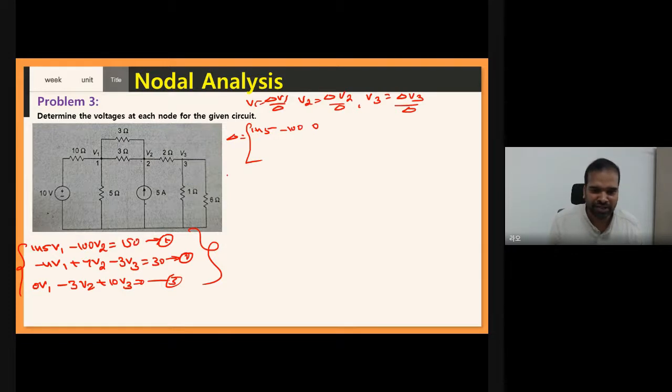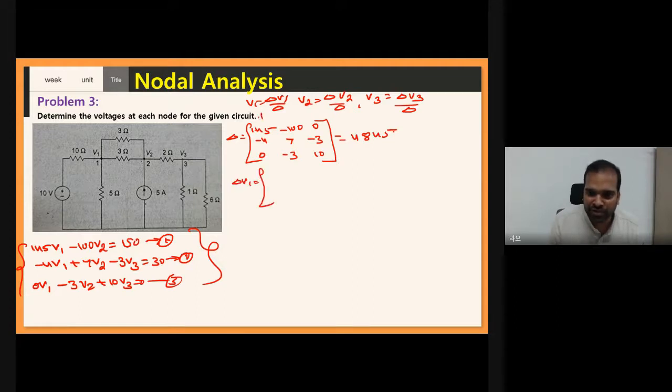Now from equation 2, what is the V1 coefficient? Minus 4, and the V2 coefficient 7, and the V3 coefficient minus 3. And from equation 3, the V1 coefficient is 0, V2 coefficient minus 3, and V3 coefficient is 10. Now if you find the determinant of delta, you will get 4845.